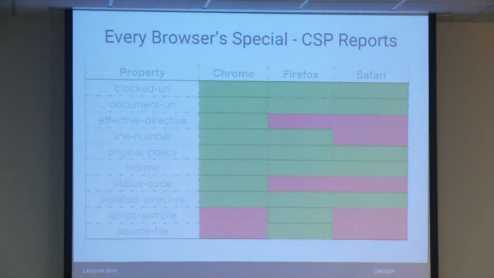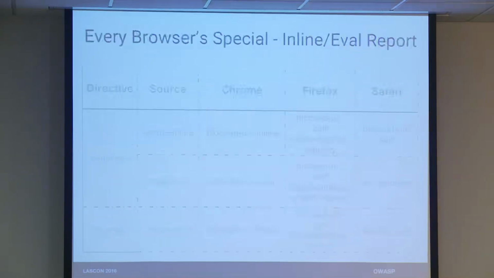You also have to recognize the differences between the different browsers. Some properties are included with some browsers and some aren't. So here's an example of different properties included from the latest Chrome, Firefox, and Safari. And so you might have to combine the reports from the different browsers to create a complete picture here. And every browser is special.